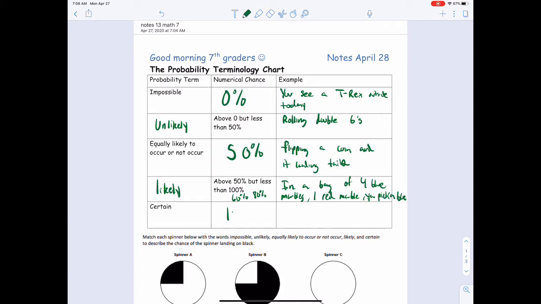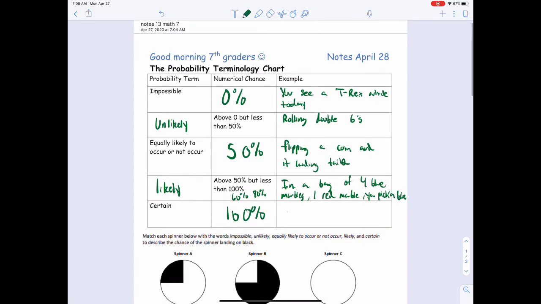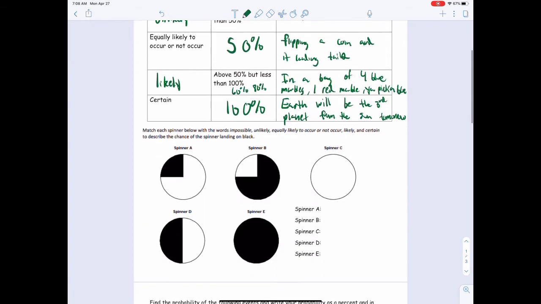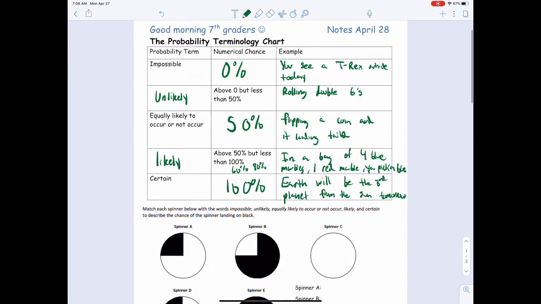Certain, that is a 100% chance. An example of certain is Earth will be the 3rd planet from the sun tomorrow. That's certain. Mars is not going to disregard Newtonian physics and the laws of physics and jump ahead of us tomorrow. So it's certain the Earth will still be the third one from the sun, just how we should be. All right, so those are some good words to keep in mind.